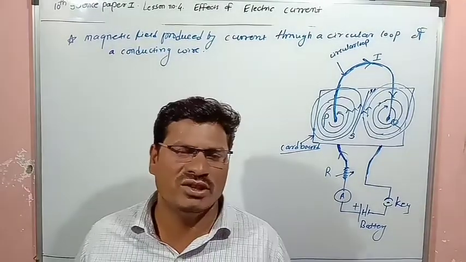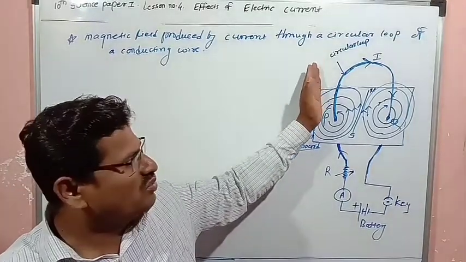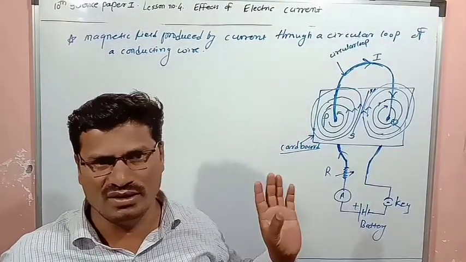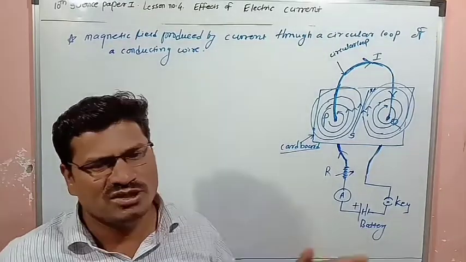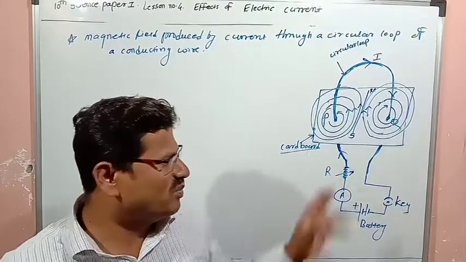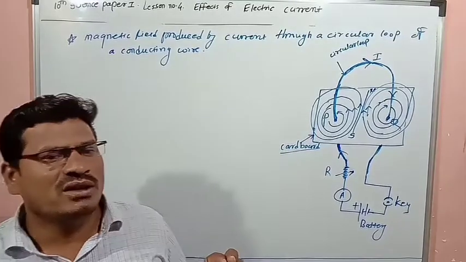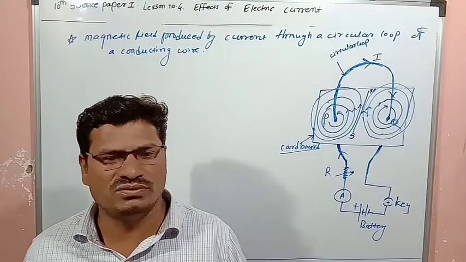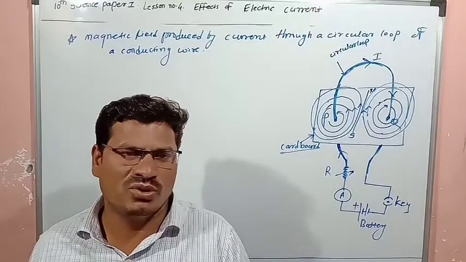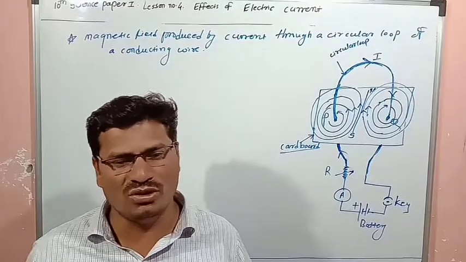Some points related to the magnetic field produced by the current through the circular loop, and that circular loop is of conducting wire. First point: magnetic lines of force are produced when current is passing through the circular loop or any conducting wire. Second, when a current passes through the circular loop, magnetic field or magnetic lines of force are produced at each and every point on the loop.